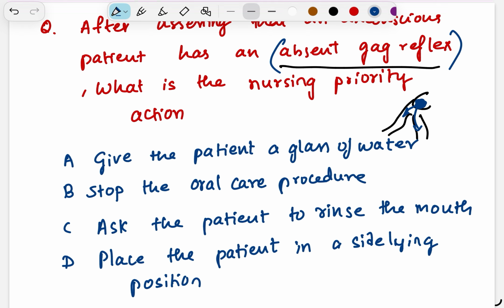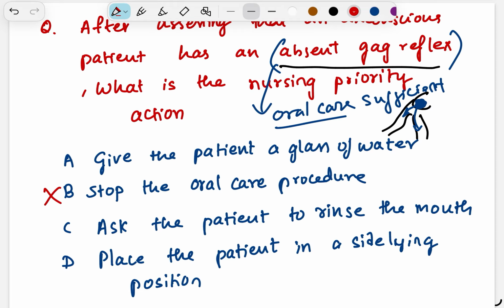Will you give the oral care? Actually, oral care is sufficient. You should not stop the oral care. Oral care is very important because otherwise we can get infections: oral thrush, oral candidiasis and other infections, right? Are you understanding? Oral ulcers, these infections may occur. So that's why you should not stop oral hygiene. Option B is eliminated. Now tell me which option you can choose.